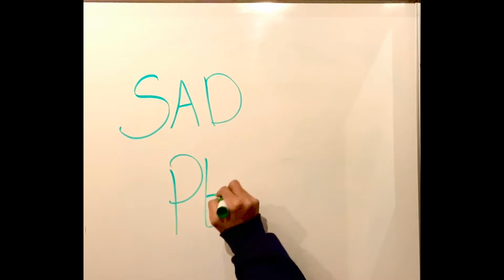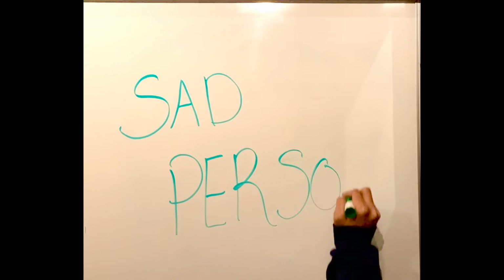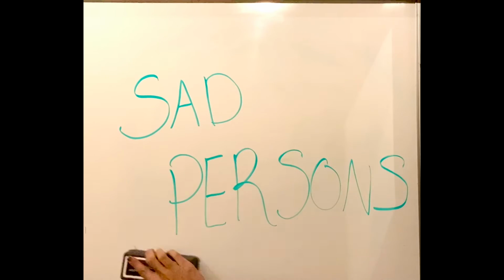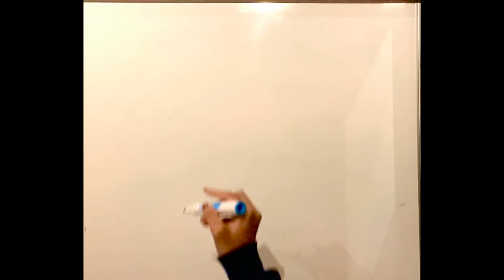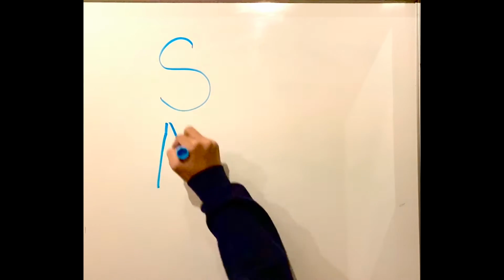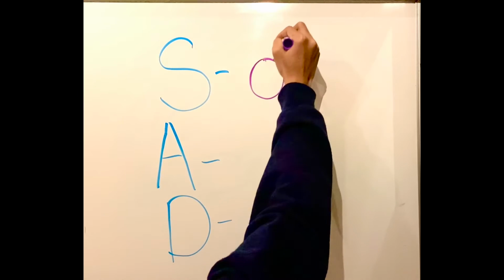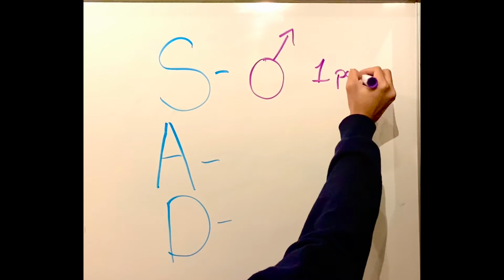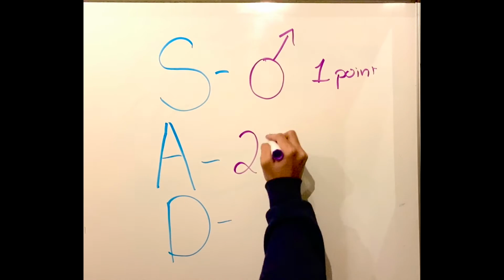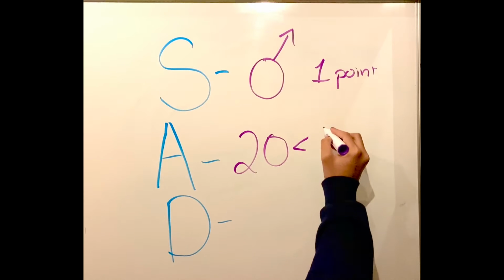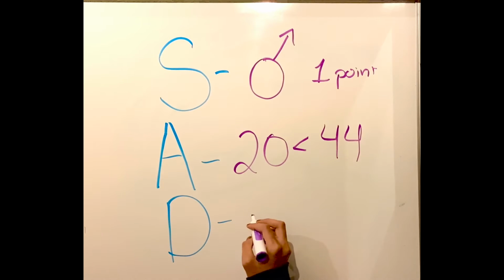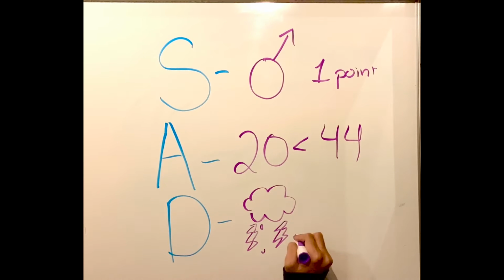Another assessment of clinical status is using the acronym SAD PERSONS. SAD PERSONS assesses for the potential harm to self or others. The S in SAD PERSONS stands for sex. If you are a male, it is worth 2 points, and if you are a female, it is worth 1 point. The A stands for age. If you are between the ages of 20 and 44, then you'll have 1 point. The D stands for depression. If you were previously diagnosed with depression, you would have 2 points.